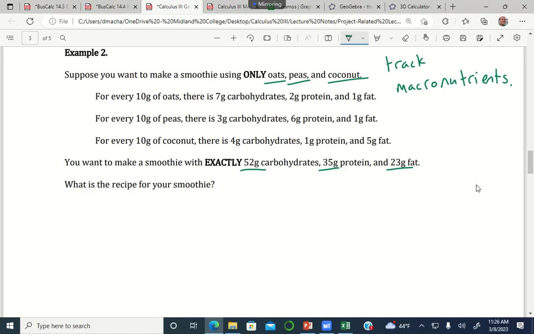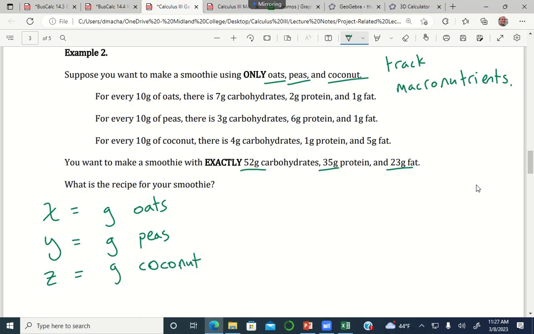Step number one is we're going to set up a little system of equations where we say X is going to be my variable representing grams of oats in my smoothie. Y is going to be my variable representing grams of peas in my smoothie. And Z is a variable that represents grams of coconut that I add to my smoothie.